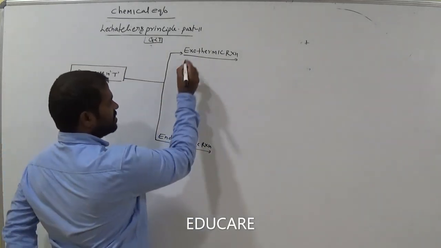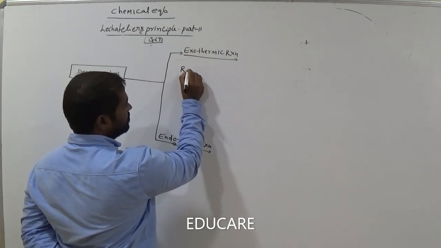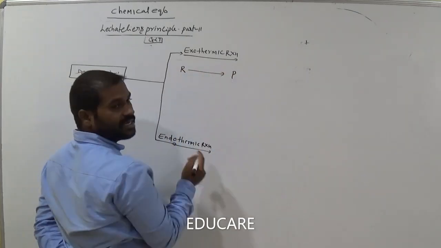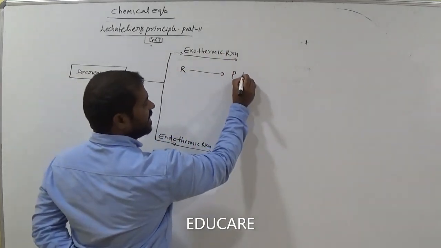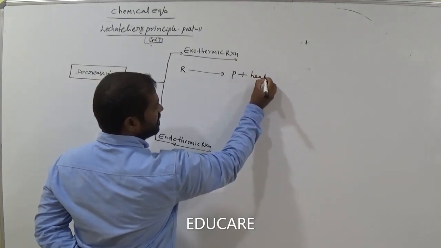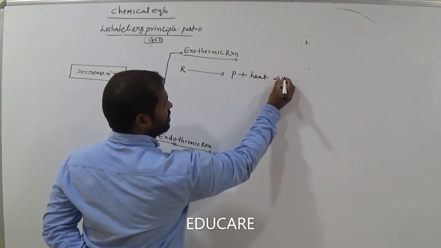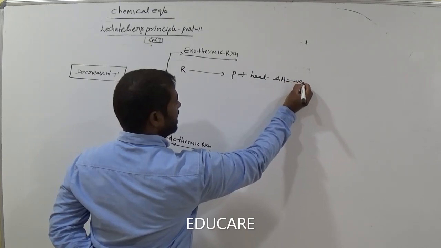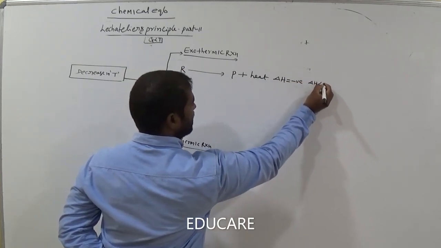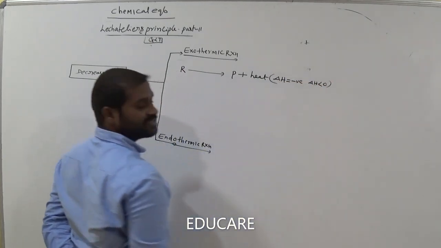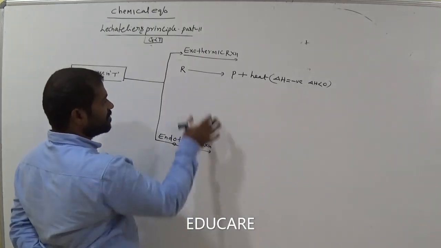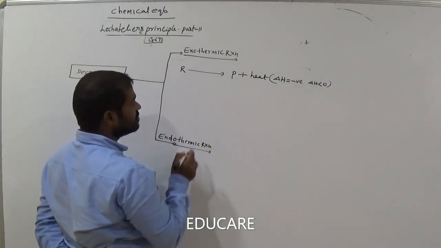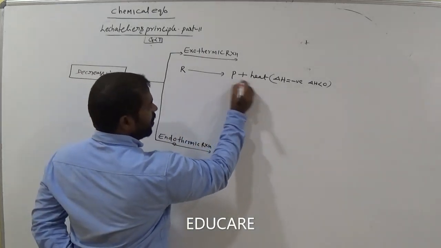That means low temperature. So this is the reactant, this one is the product. Am I right? Exothermic reaction means heat is released. After the reaction, what is the condition? For an exothermic reaction, delta H is negative, that means delta H is less than 0. Am I right? In this case. So now come to here. This is the product side.